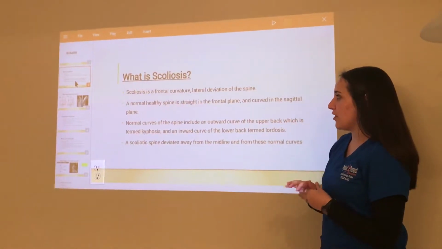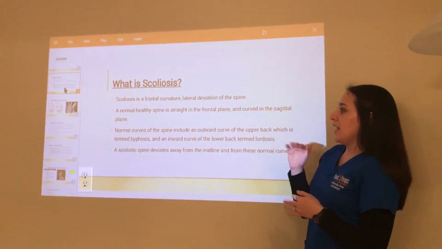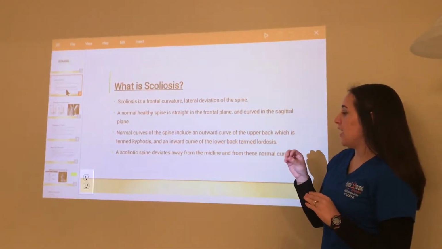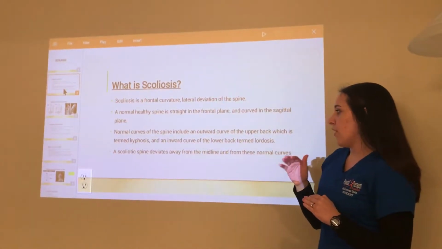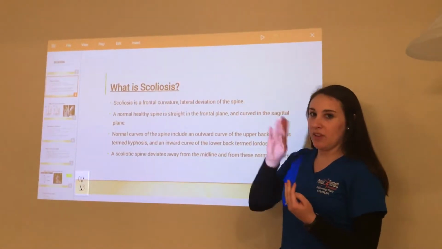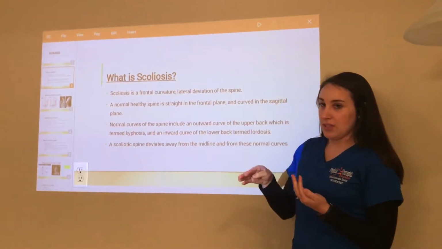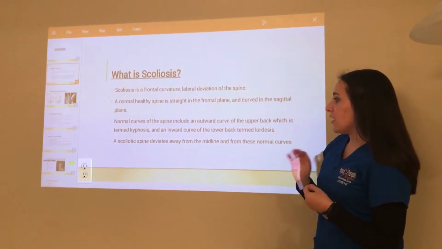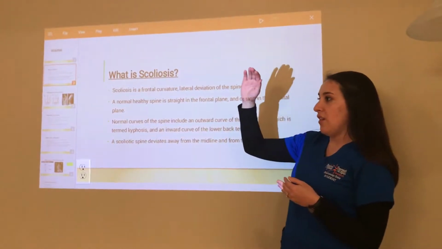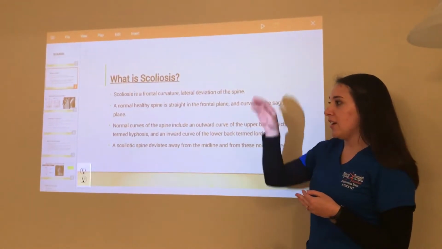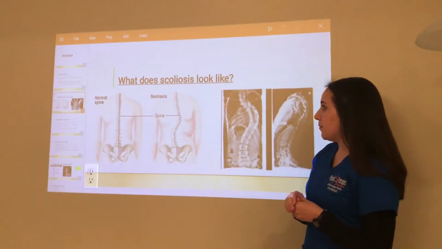Scoliosis is a frontal curvature and a lateral deviation of the spine. The normal and healthy spine is straight in the frontal plane and curved in the sagittal plane. The normal curves of the spine include the outward curve of the upper back, which we know as the kyphotic curve, and the inward curve of the lower back, which we know as the lordosis curve. A scoliotic spine deviates away from the midline and away from these normal curves. So instead of having a vertically straight spine, they have lateral curvature of their spine.